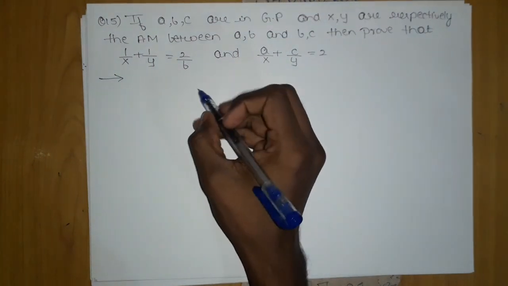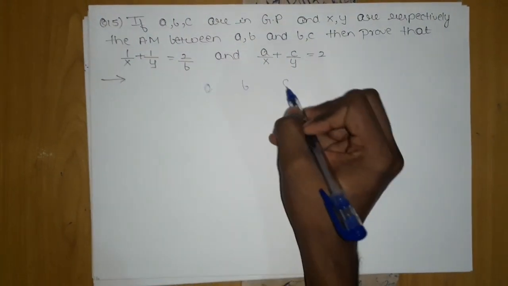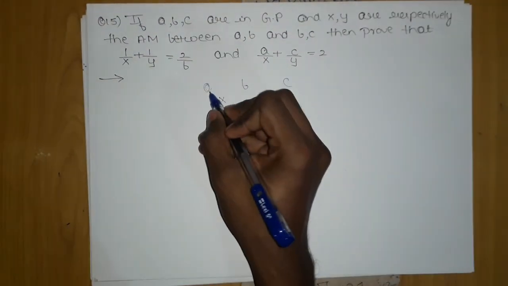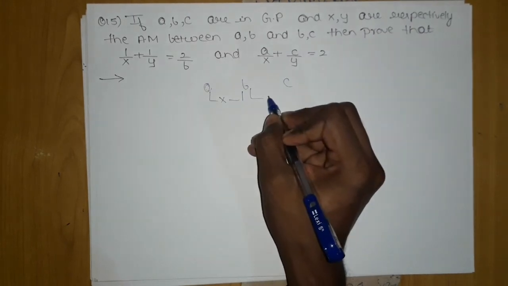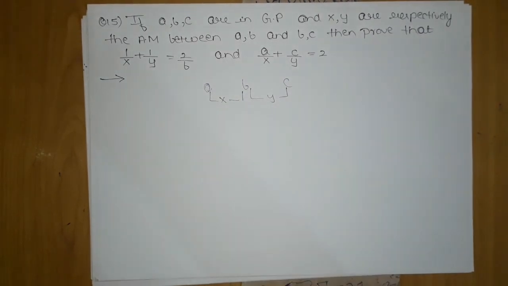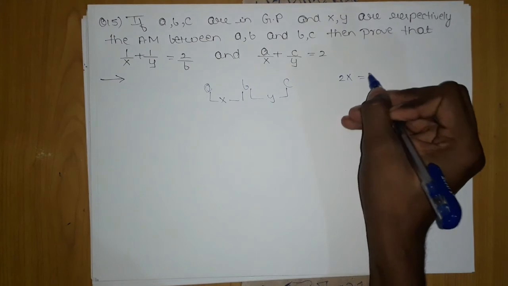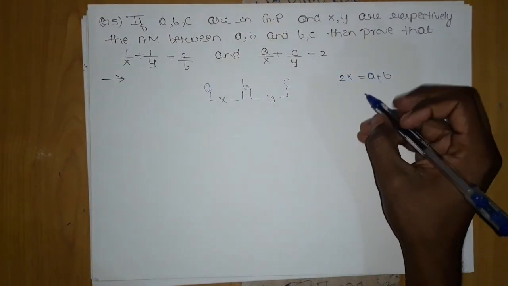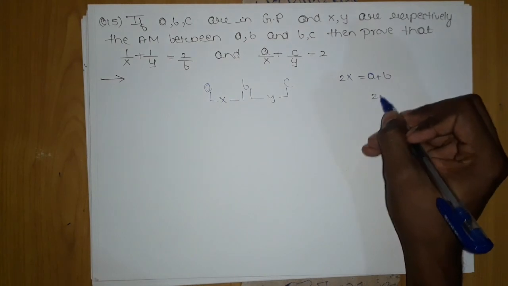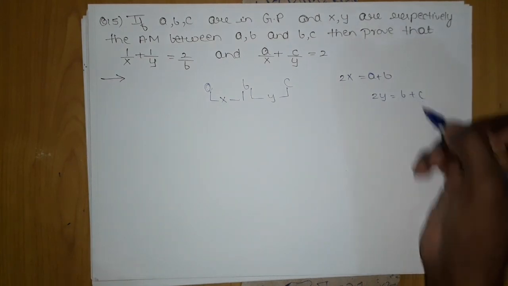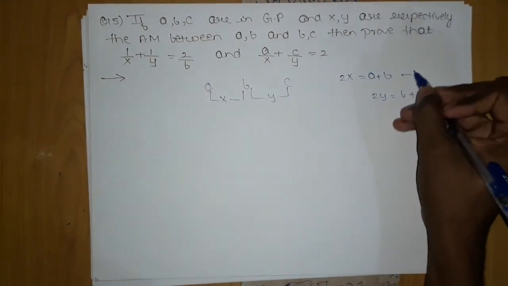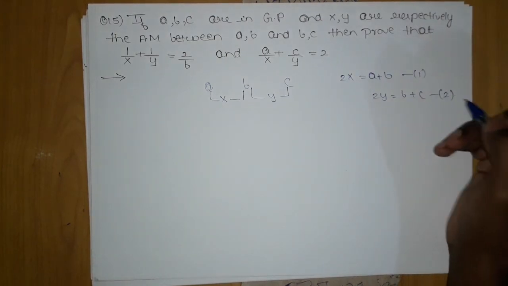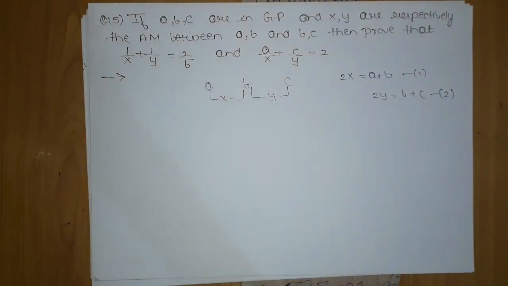Now they are telling us a, b and c are in GP, and x and y are the AMs between them. So one thing is very simple: 2x is equal to a plus b. How do I get it? When terms are in AP. And the second is 2y is nothing but b plus c. This is the second equation, and you can get the first and second equations.